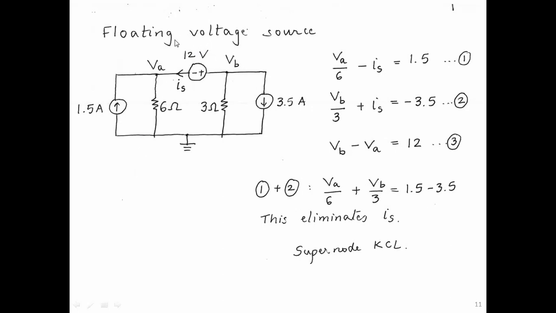So if we write a KCL for this closed surface, the surface that encloses this voltage source, then the currents leaving will be this, this, this and this. And this whole thing is enclosed inside and we don't care what is going on inside. When we do that, this is called a supernode.